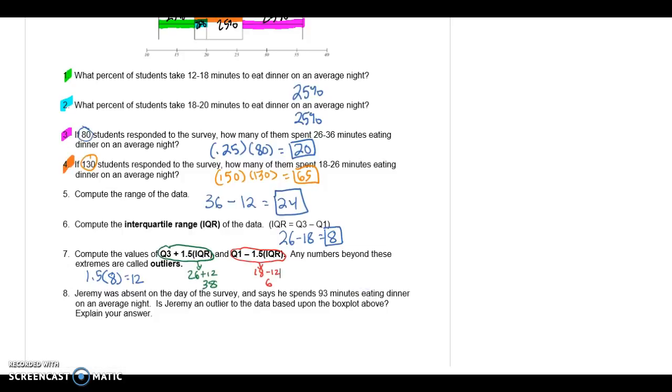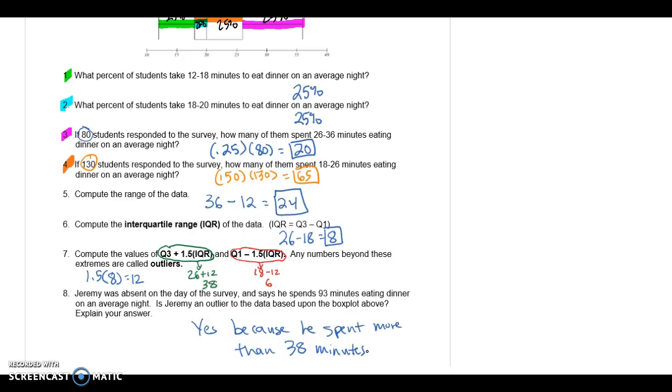Jeremy was absent on the day of the survey. He spent 93 minutes eating dinner on an average night. Is Jeremy an outlier? Yes, very much so. So yes, because he spent more than 38 minutes. 38 was the outlier, or the high end of the outliers. He spent 93. So, yeah, he's definitely an outlier.